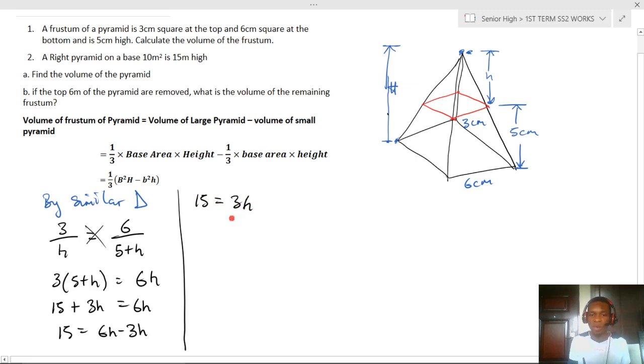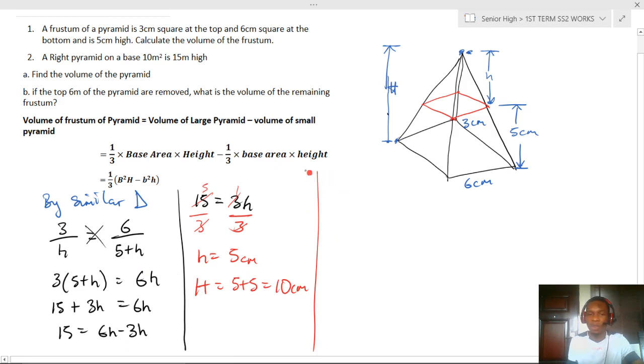We have 15 is equal to 3h. Now we can divide through by 3, and our h is equal to 5, because 3 going into 15 gives us 5, and 3 going into 3 is 1. So this is 5 centimeters. Therefore, the small height is 5 centimeters, and the big height, remember, is 5 plus h. That will be 5 plus 5, and that's 10 centimeters.